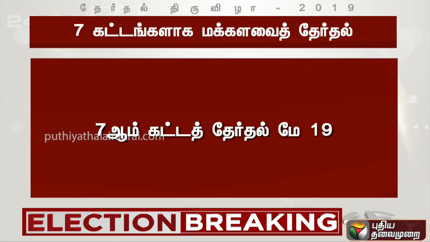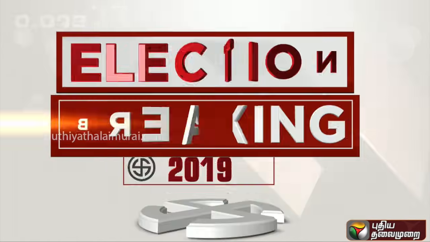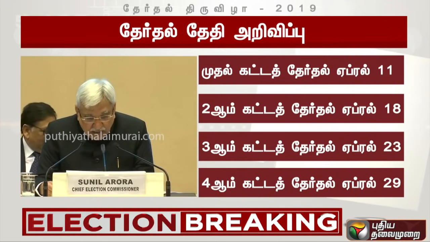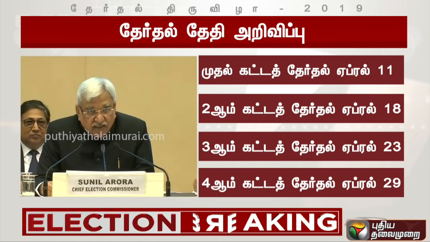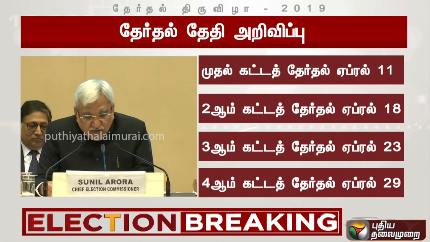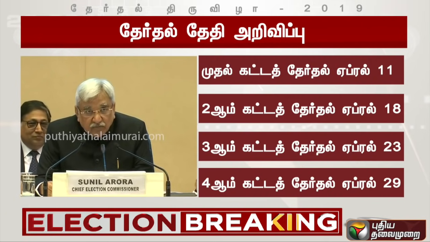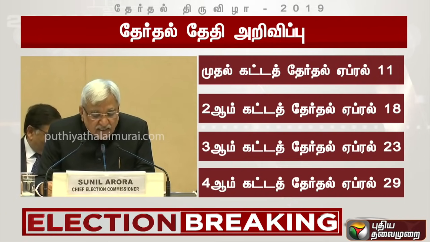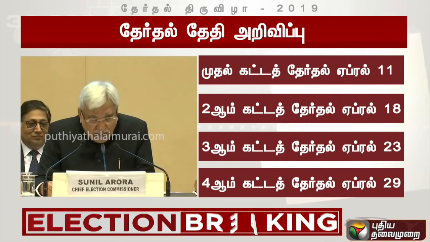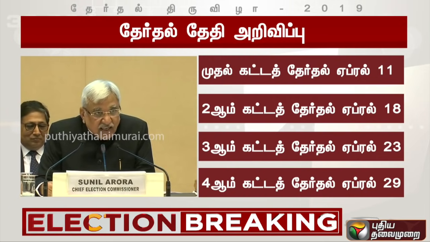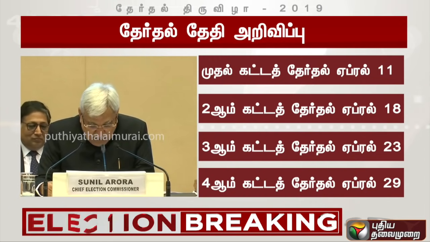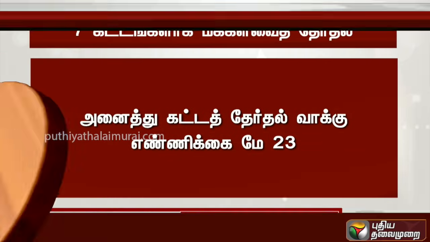Now the Lok Sabha state-wise details. There are a total of 543 constituencies, as you are all aware. Phase 1 is 91 constituencies in 20 states. Is it clear? Phase 2 is 97 constituencies in 13 states. Is it clear?